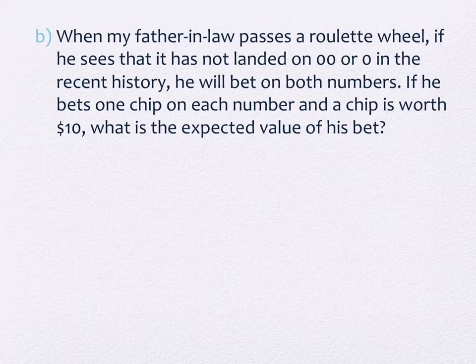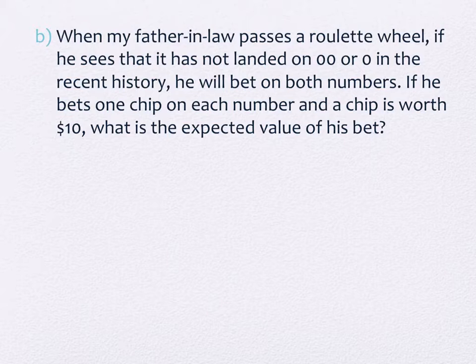I mean, these are independent spins, but this is his mindset when he looks at this roulette wheel's history. So the question wants to know: if he bets one chip on each of the numbers, so one chip that it's going to land on 0, one chip that it's going to land on the number 00, and each chip is worth $10, what is the expected value when he plays the roulette wheel?